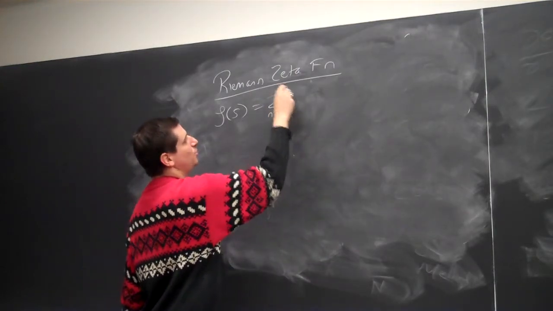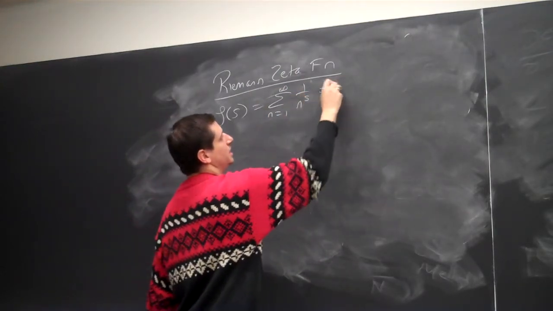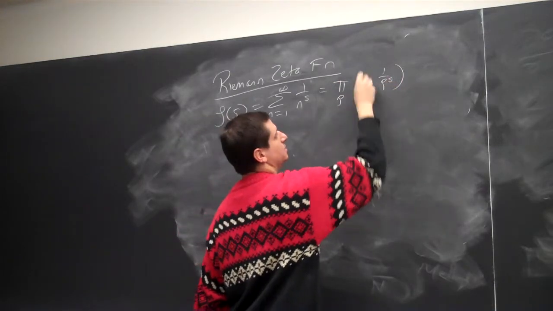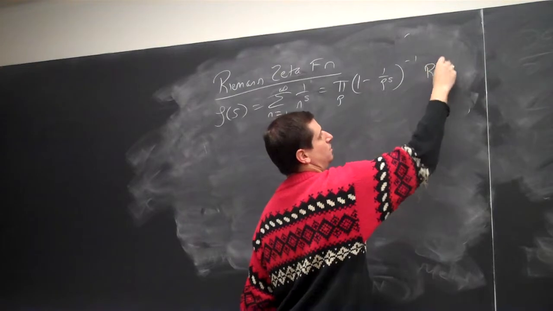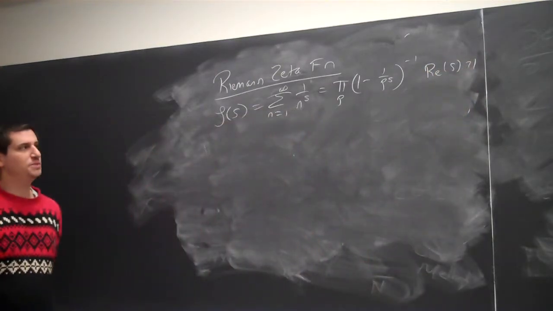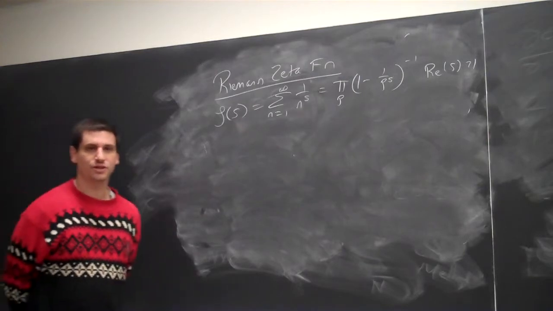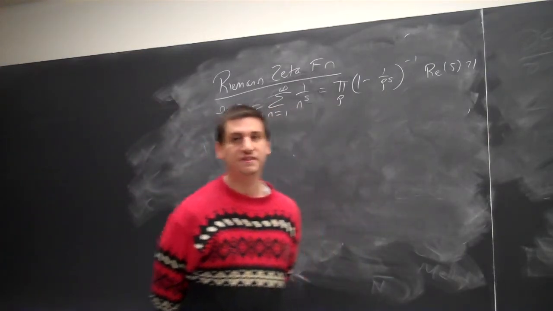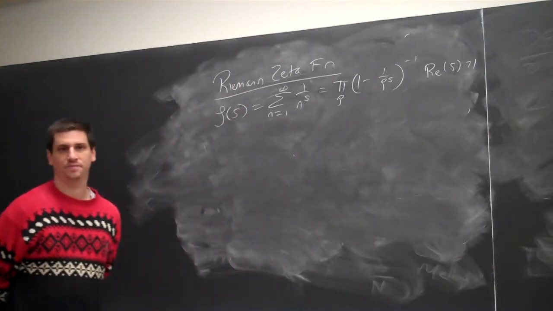So it's the sum n goes from 1 to infinity, 1 over n to the s. It's a product, p is prime, of 1 over 1 minus p to the s, inverse. Real part of s is greater than 1. It's going to turn out that the behavior of this function will tell us everything we want to know about the primes. The difficulty is extracting that information.